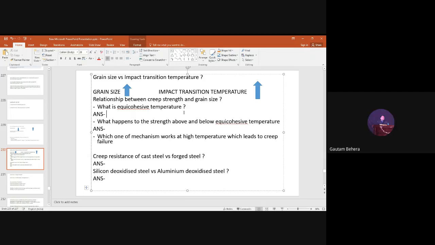So the thing is what? We can have a situation where our temperature is higher than the equicohesive temperature, or a situation where our temperature is below it, right? Below the equicohesive temperature, the grain boundary is stronger, or has higher strength compared to the grain interior. But if the temperature is above the equicohesive temperature, the grain boundary will be weaker, or its strength will be reduced.